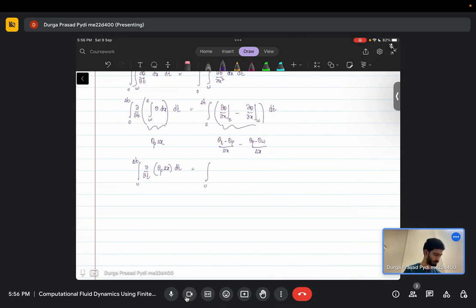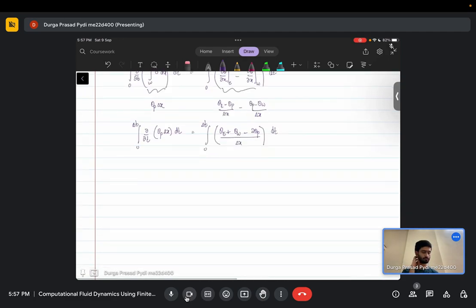RHS is something we need to think about. So we have theta east plus theta west minus 2 theta P, by delta x, times dt. So now before solving this, the approach asks you to use Crank-Nicolson. I think we stopped somewhere in the last week regarding discussion on your time discretization. So we can use either an explicit or an implicit method. So Crank-Nicolson is essentially an implicit method.